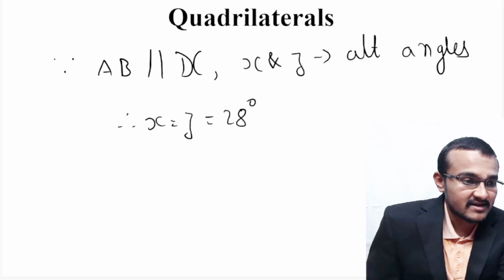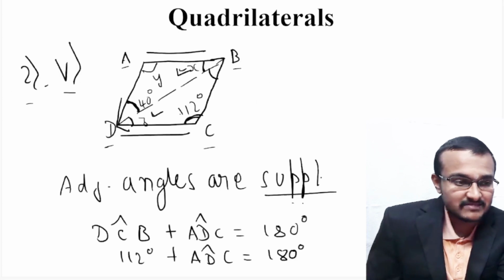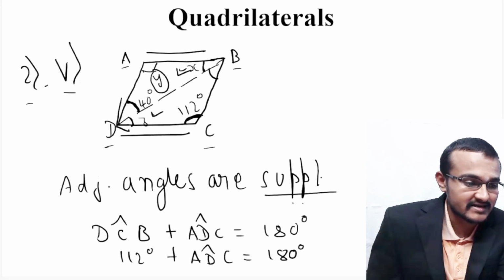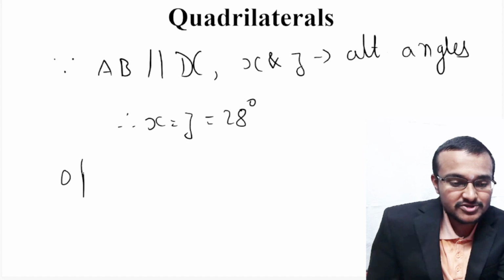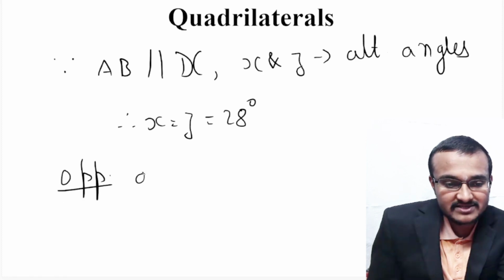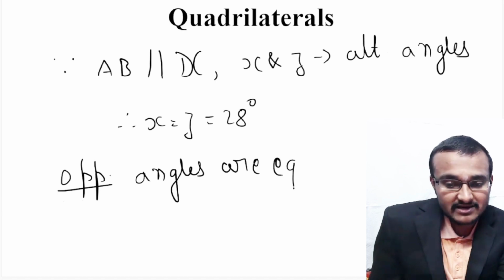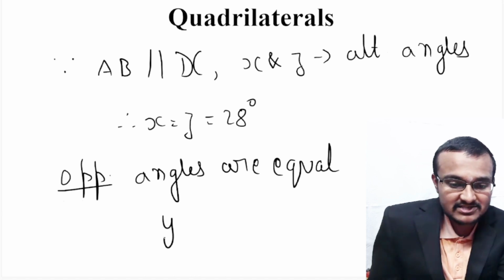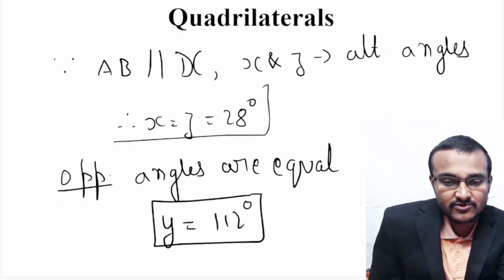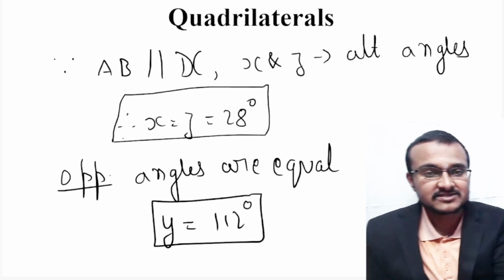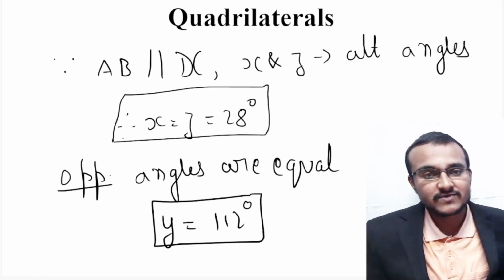Now let us find Y. Y is very easy because in a parallelogram opposite angles are equal. So here we know that BDC is equal to 112 degrees, then Y should also be equal to 112 degrees. According to one of the properties of a parallelogram, opposite angles are always equal. Hence Y is equal to 112 degrees. So now you have got the answer for Y, and for X and Z. X is 28 degrees, Z is 28 degrees and Y is 112 degrees.